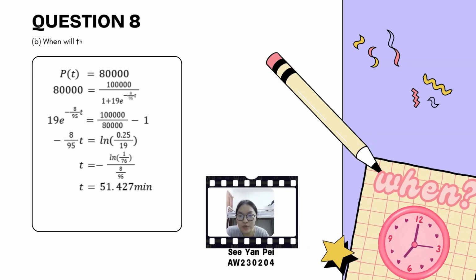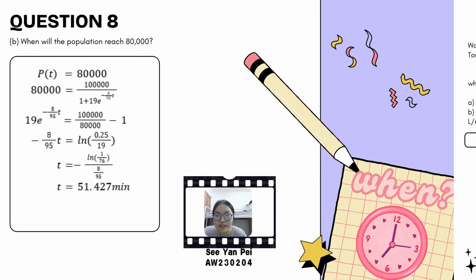Question 8b asks when the population will reach 80,000. We substitute P equals 80,000, then we can get the time.